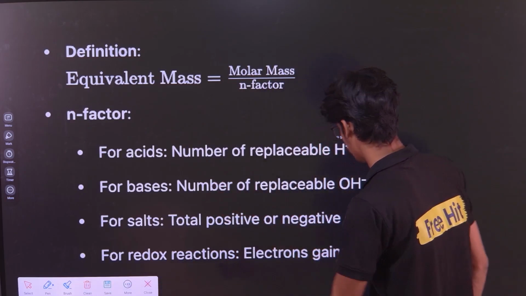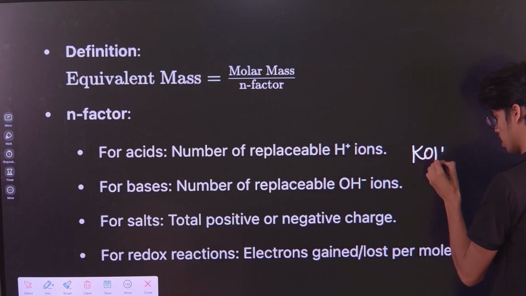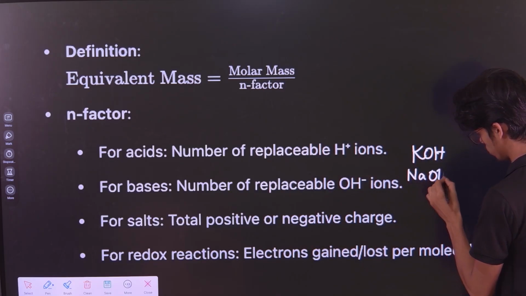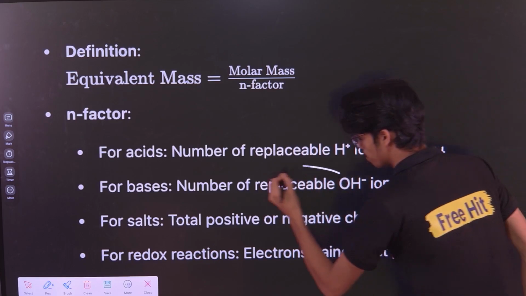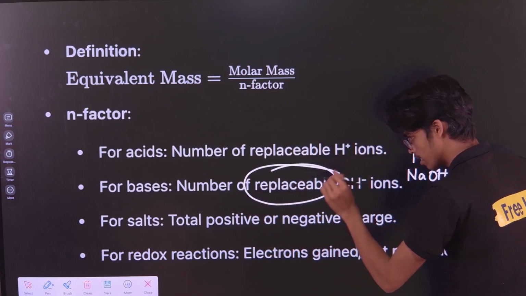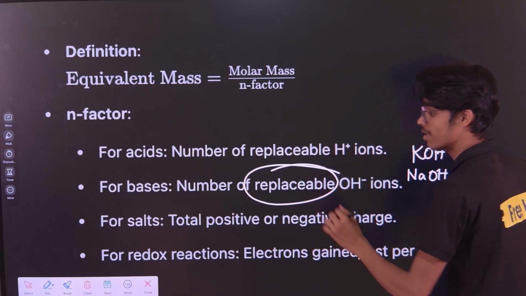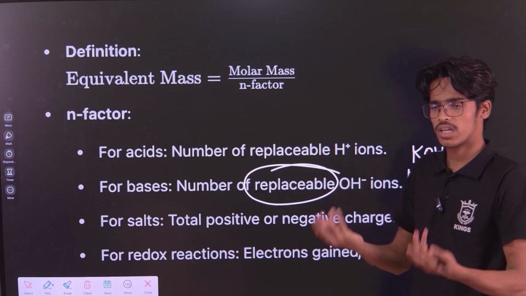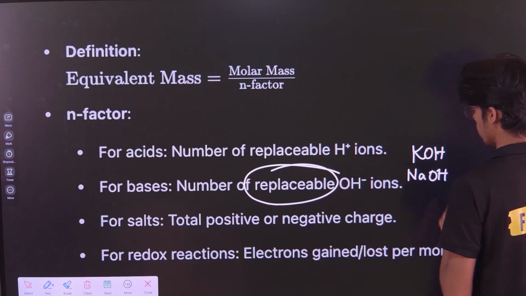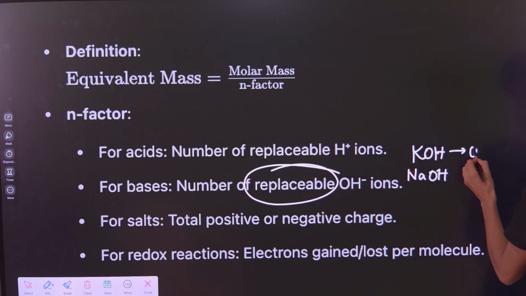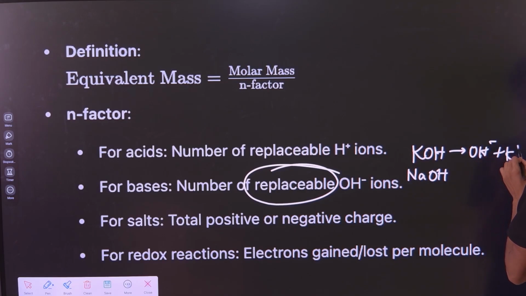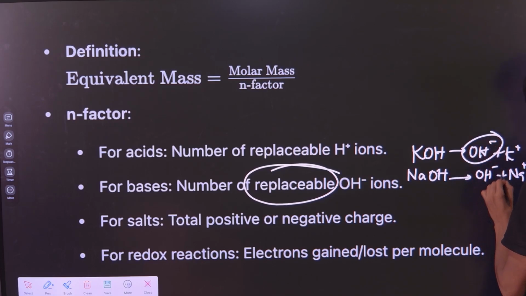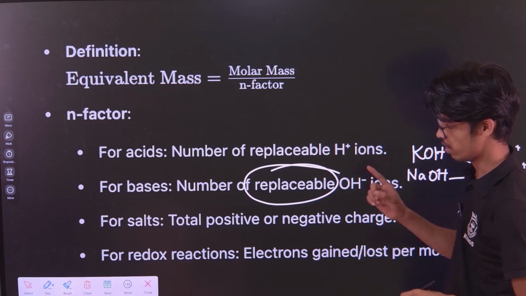Can you name some bases? KOH, NaOH. I am stressing this particular word: replaceable. It should not just be present there, it should be replaceable during a neutralization or any solution reaction. KOH and NaOH will give 1 OH negative plus K positive, and 1 OH negative and Na positive. So the number of replaceable OH negative ions is 1, so the value of n is 1 for these bases.